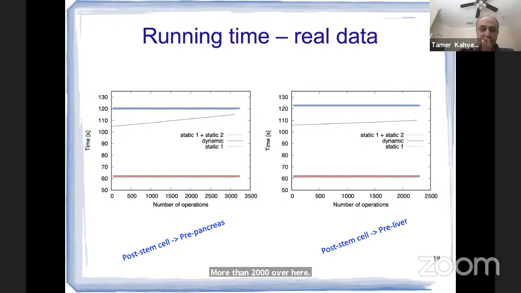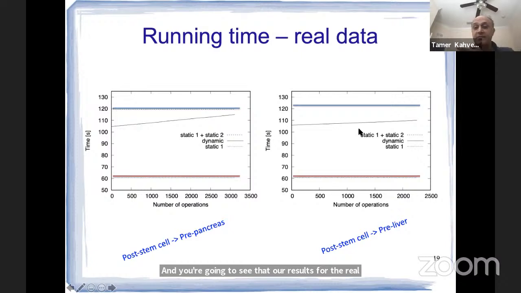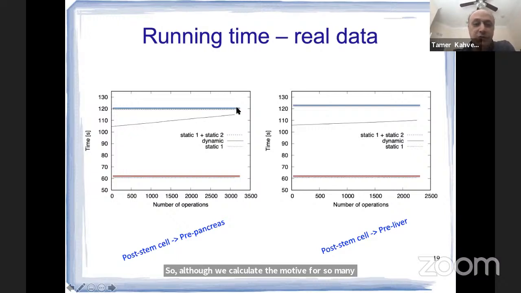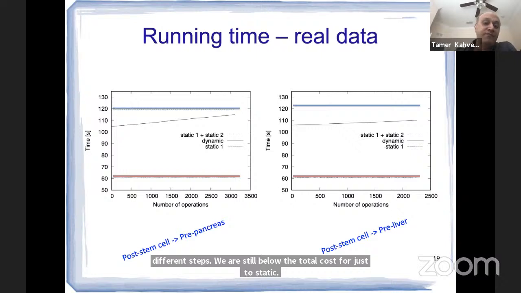And you're going to see that our results for the real data set are actually better than our results for the synthetically generated data for any of the three random network models. So although we calculate the motif for so many different steps, we are still below the total cost for just two static network motif counting operations.